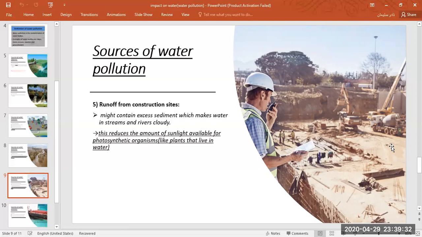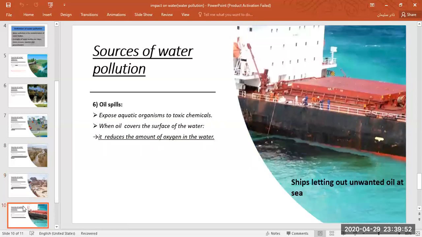So these sediments that come from construction sites and go to water bodies reduce the amount of sunlight that is available for photosynthetic organisms. Okay, and the last source of water pollution is oil spills.